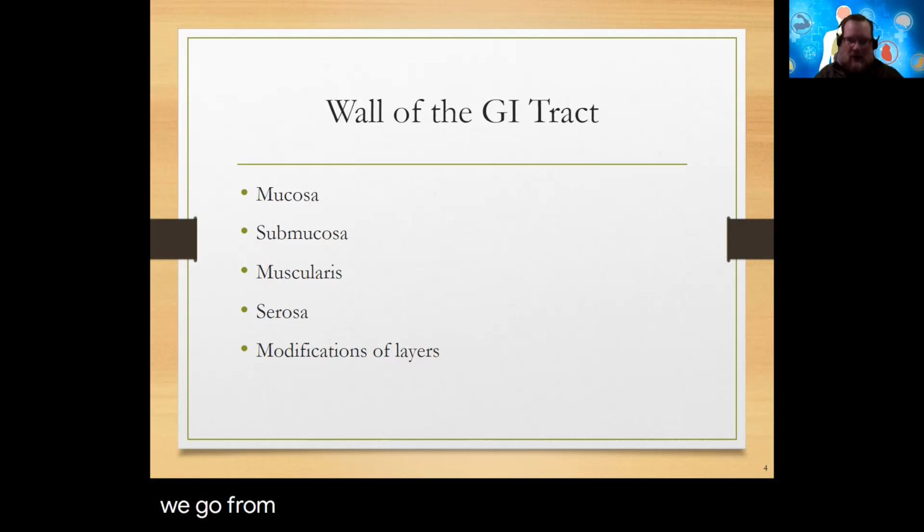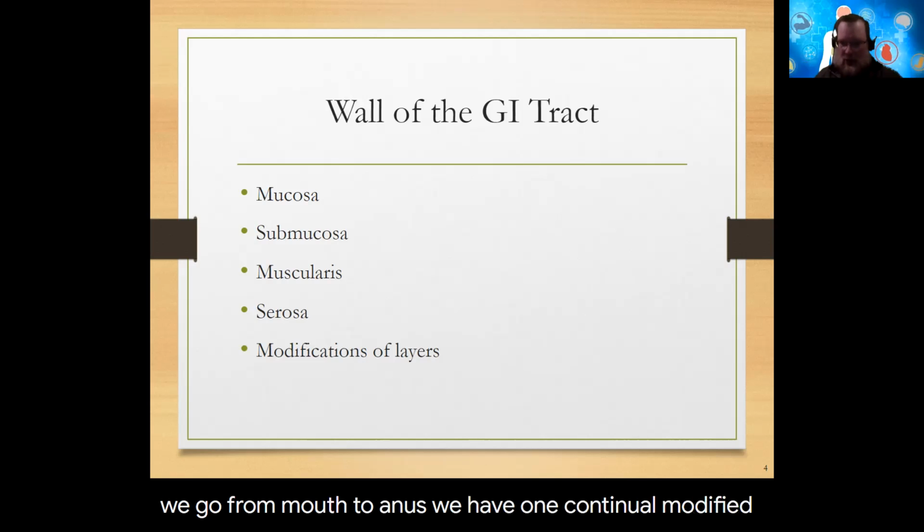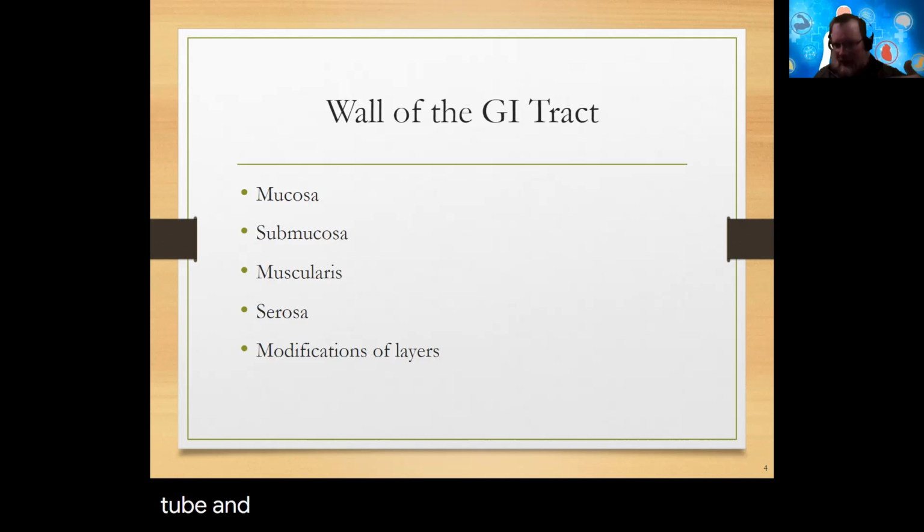When we go from mouth to anus, we have one continual modified tube. And that modified tube is going to look generally the same throughout, again, with that term modified in there, meaning there will be some slight modifications or changes depending on what part of the tract we are located.